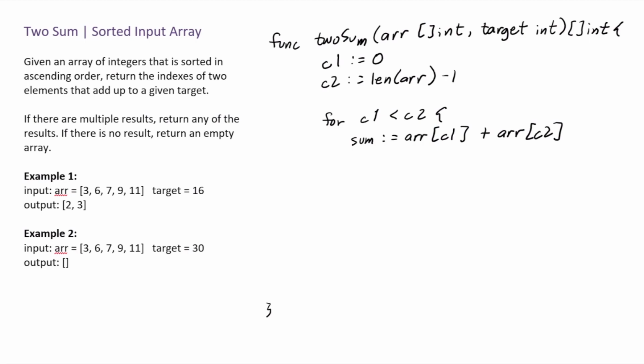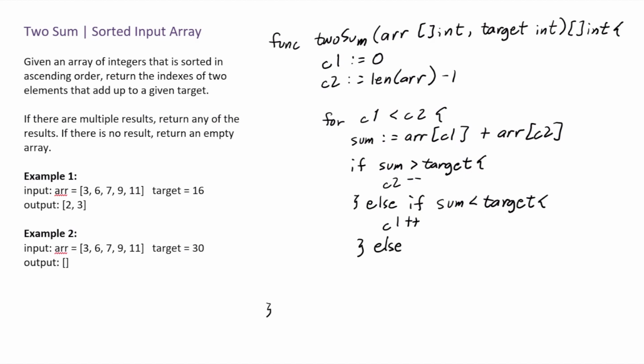Now we have to check if sum is greater than the target. If it's greater than the target, then we have to decrease the position of C2 because we already know that we are exceeding the target. So we have to decrease its value. Otherwise, else if sum is less than the target, then we want to increment C1 because we need a larger sum. So C1 plus plus.